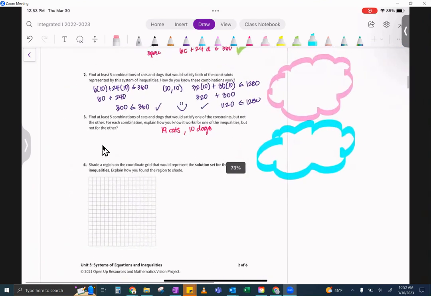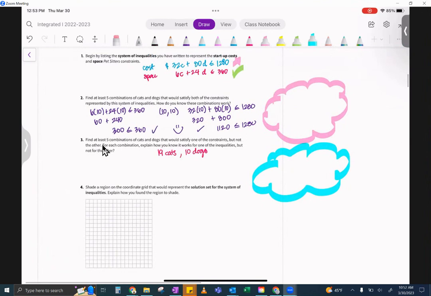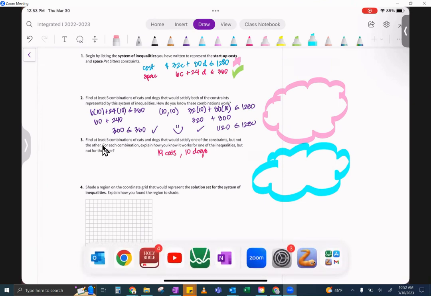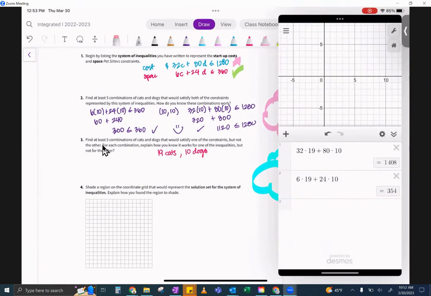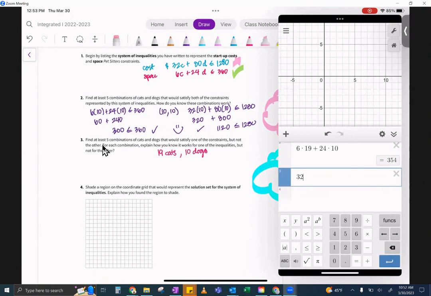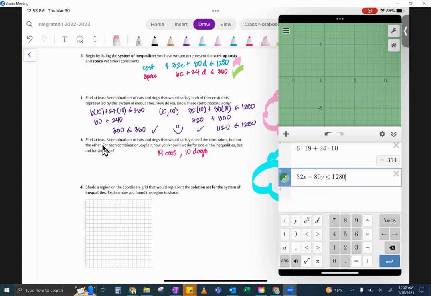So what we're doing here now is we're basically going to be graphing this thing, which you guys already know how to graph, an inequality. Okay, so let's bring that up. Let's bring up Desmos. Where are you, Desmos? And let's graph these two things. So we get 32x plus 80y is less than or equal to 1,280.